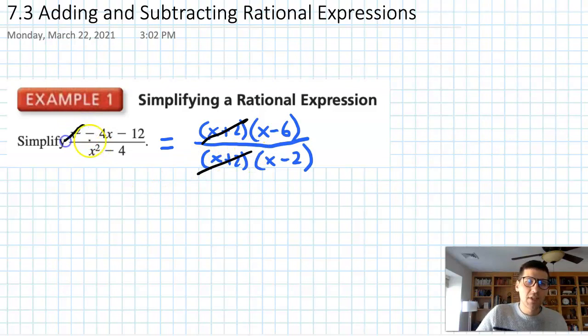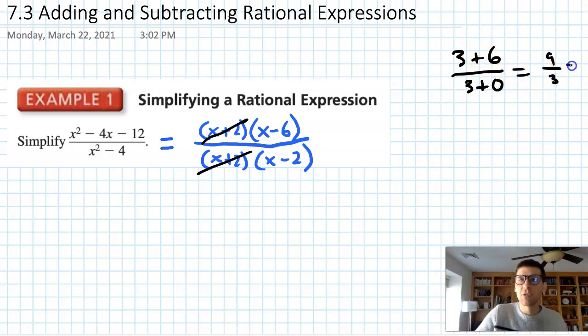Remember, I can't cancel these out just like that. That's a common mistake we'll sometimes see. Just like if I have 3 plus 6 over, let's say, 3 plus 0. Well, if I were to simplify this, it's 9 over 3, which is 3. So whatever I do to simplify should still equal 3. If I cancel these out, I would get 6 over 0, which is undefined and definitely totally different from 3. So we can't just cancel out when it's a part of a sum or difference, only when it's a part of a product. So when we factor, we can then cancel.